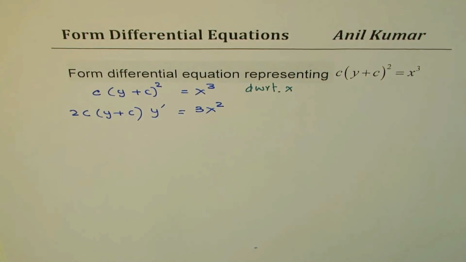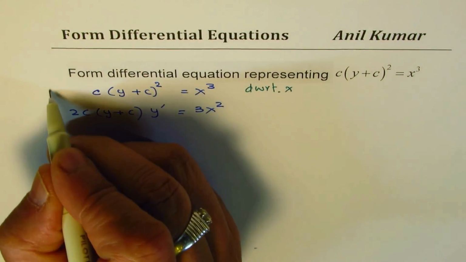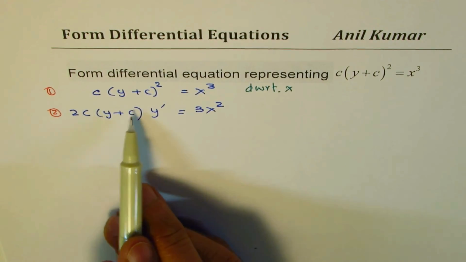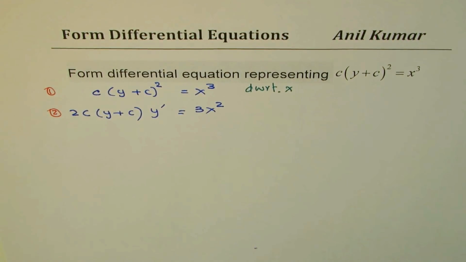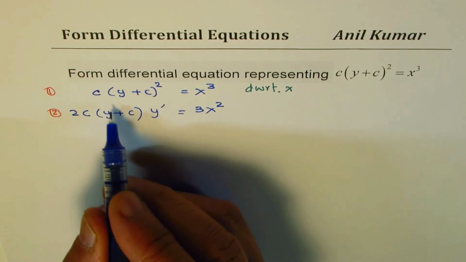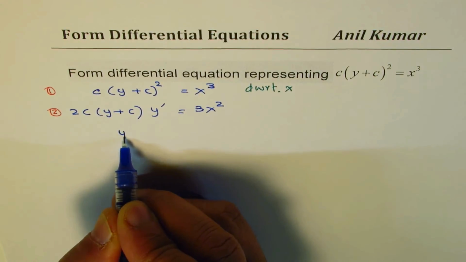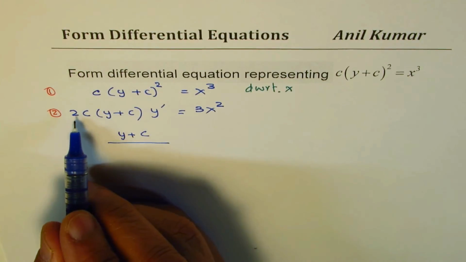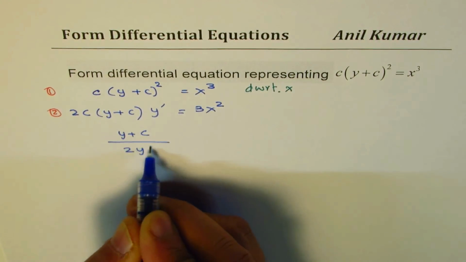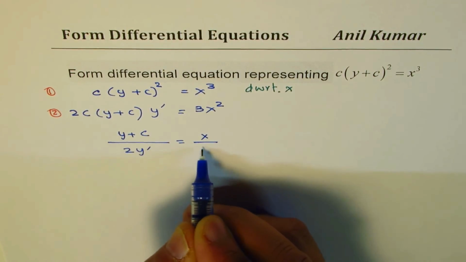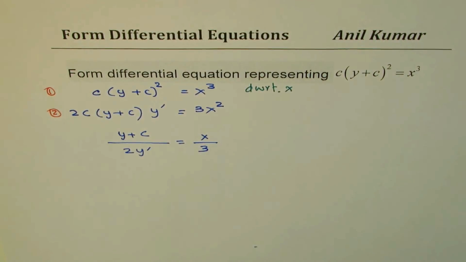So we get our second equation, right? So we have equation 1 and equation 2. To eliminate c, I can divide one equation by the other. So in the first step, let's do the division of one by the other to eliminate c. What we get here is (y + c) in the numerator, and in the denominator we get 2y prime, equals x over 3, correct? So that is what we get in this particular case.